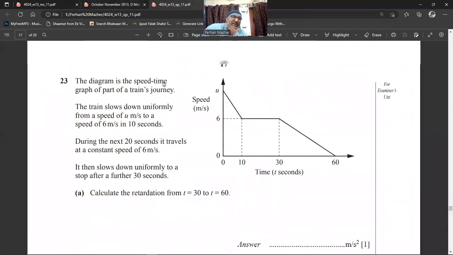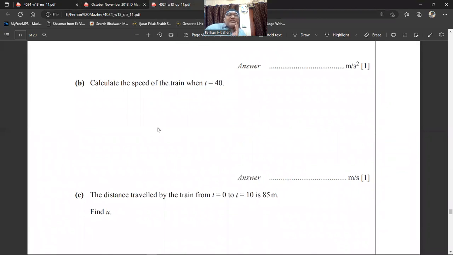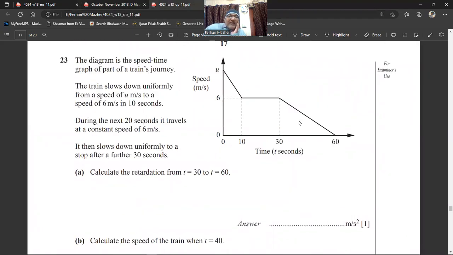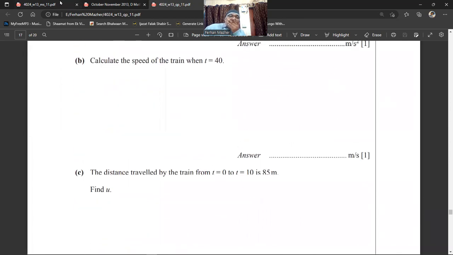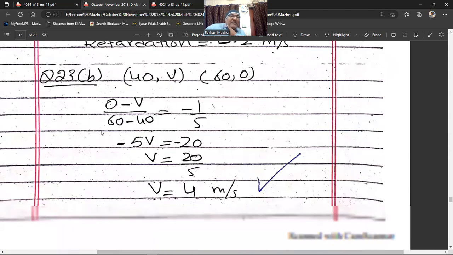Okay, then in the B part, he says calculate the speed of the train when the time is 40. When the time here is 40, what is the speed of the train? I don't know. So it will be 40 comma V, and because the point is here, its gradient will be equal to minus 0.2. So that is the technique by which I will find out.